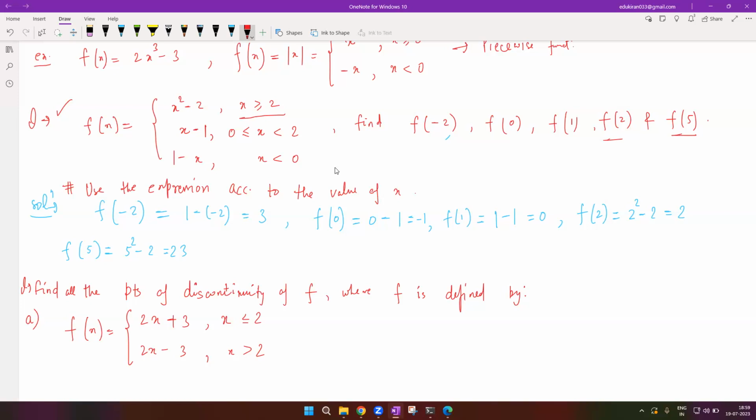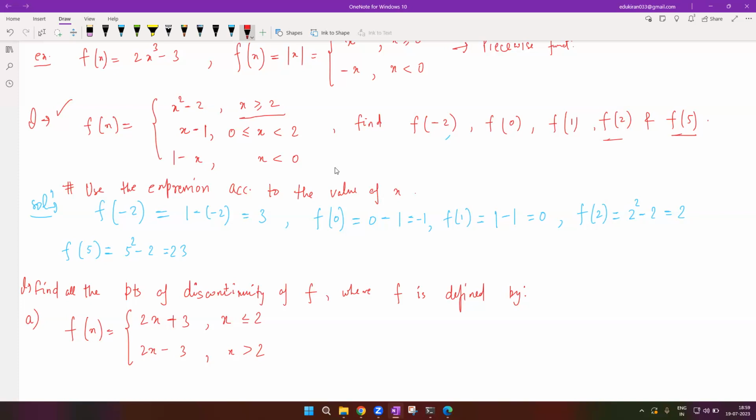So the number of expressions in which your function is defined will be a key point to discover how many breaking points of that function exist. If your function has 3 expressions, then there must be 2 breaking points. If your function has 6 expressions, then there will be 5 breaking points. Now, if they ask you what are all the points of discontinuity, then you just need to check those 5 breaking points.